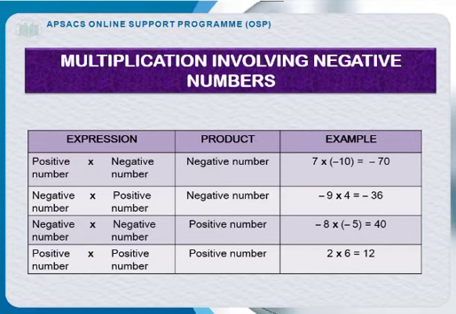Now the fourth rule is, if we multiply a positive number by a positive number, the result will be a positive number. Now the first number is 2 and the other number is 6. When we multiply 2 into 6, we'll get 12.